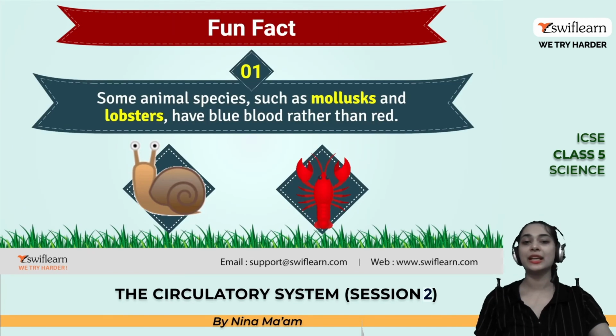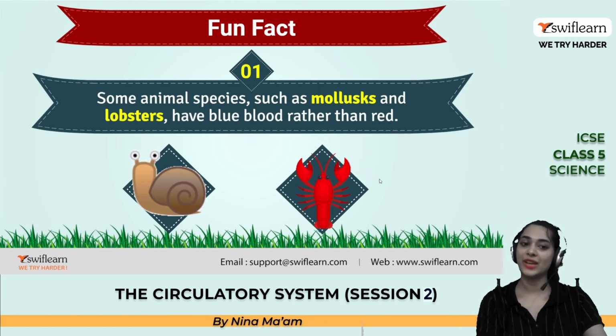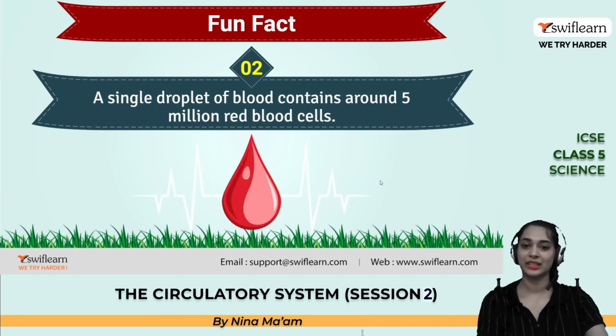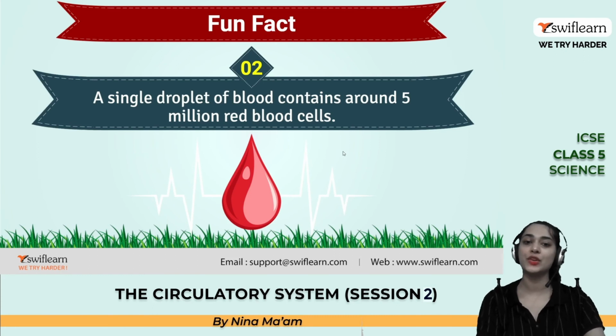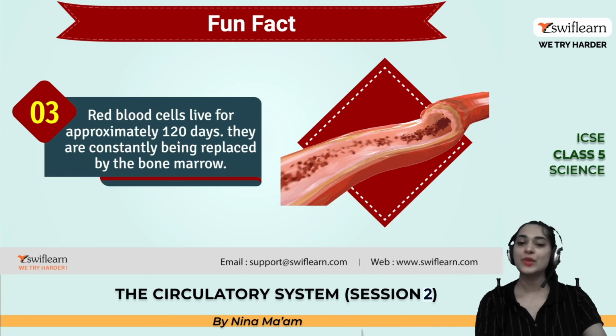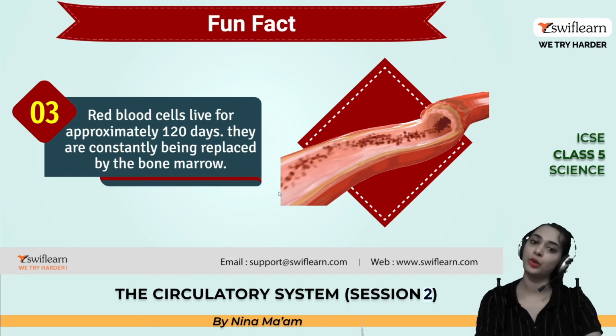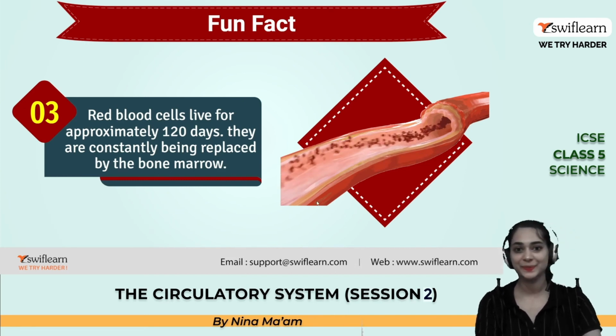So I would like to share some fun facts. The first one: some animal species such as mollusks and lobsters have blue blood rather than red. Fun fact 2: a single droplet of blood contains around 5 million red blood cells. Fun fact 3: red blood cells live approximately 120 days. They are constantly being replaced by the bone marrow in our body.